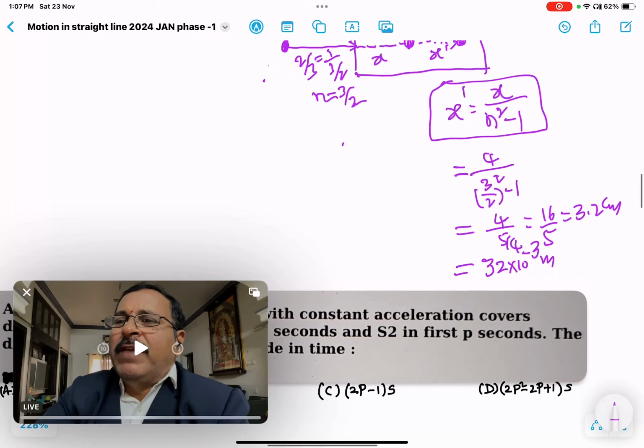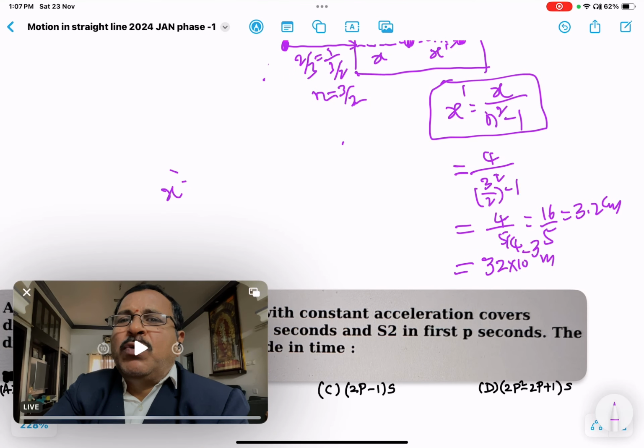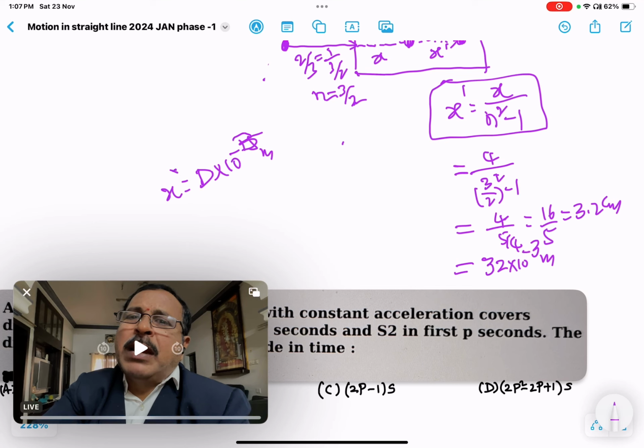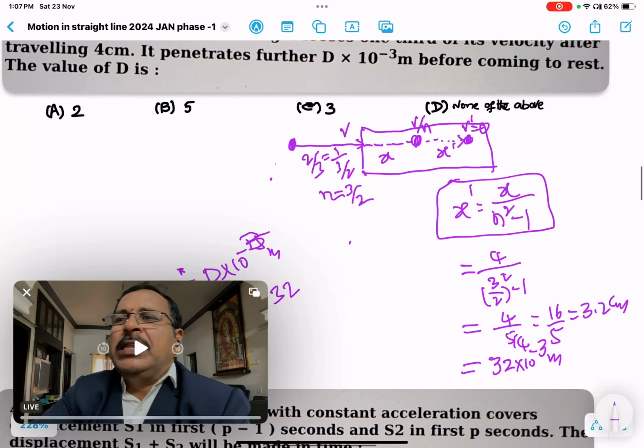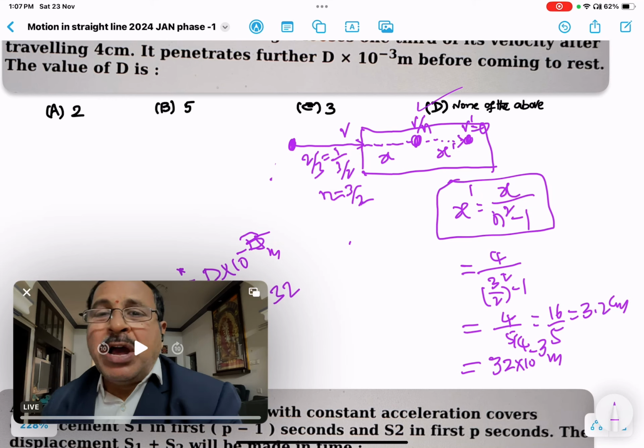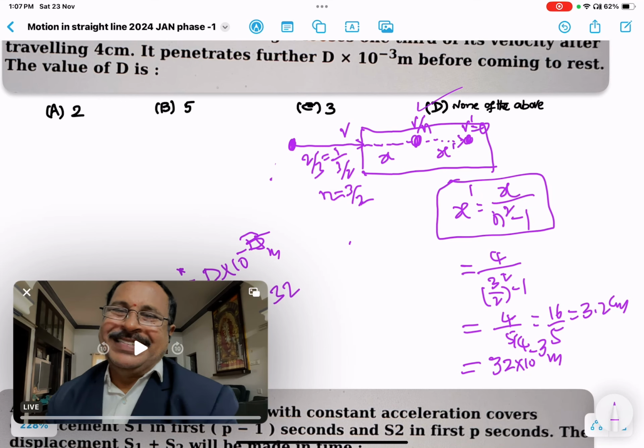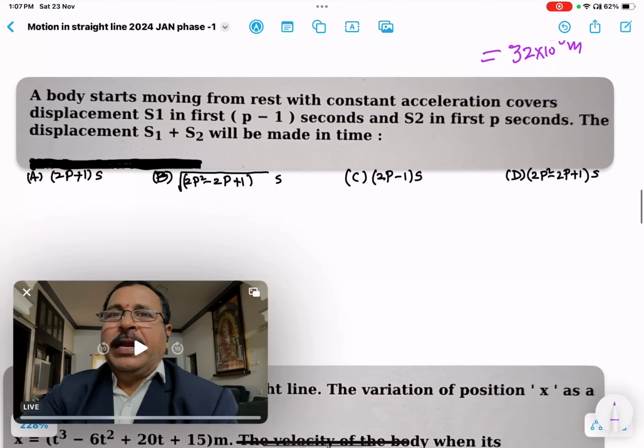But how is it given in the problem? x dash is equal to d into 10 to the power of minus 3 meters, as given there. So then the x prime value is that. Therefore, what is the d value? 32. My dear students, this 32 is not in the options. That is the reason why the answer is none of the above. Recognize this point. Now let us go to the second question immediately.